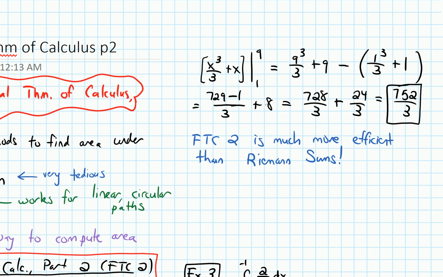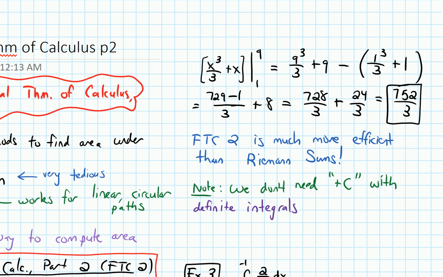So one important thing I want to note about these definite integrals and when we do them using antiderivatives is we don't need the plus c with definite integrals. Definite integrals are the integrals that have these bounds on them, like the 1 and the 9, because they represent an area under a graph. Since they would cancel if we did write them.